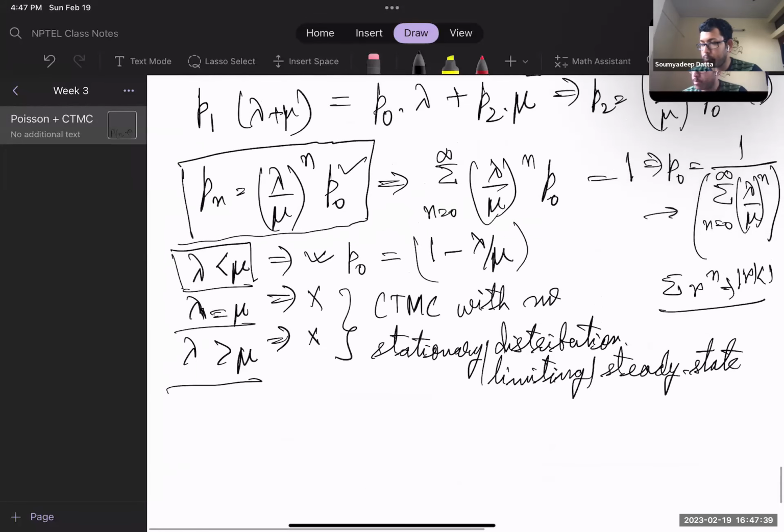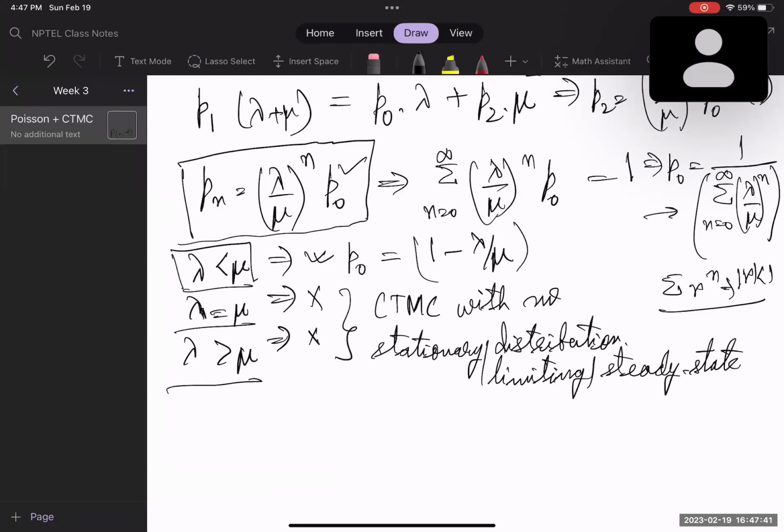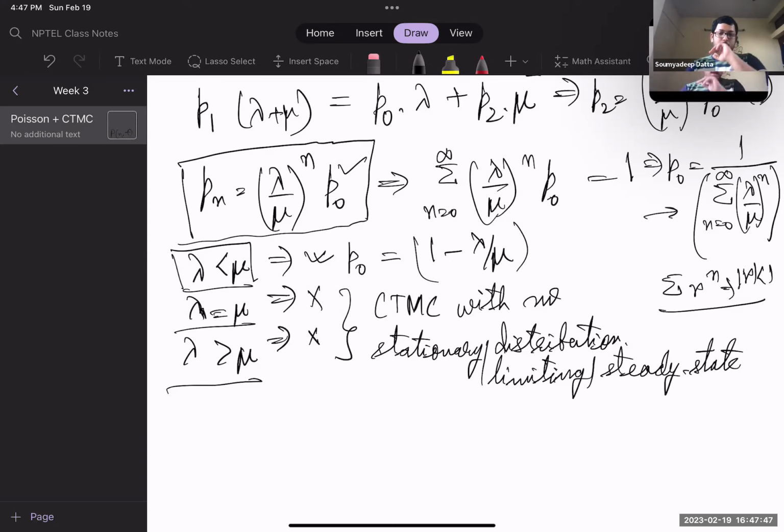Does that make sense? Okay, yeah, fine. At least I got some idea. I know a little bit, but I think I have to go through some of the continuous time material. I haven't started, I'll just try to go through it.